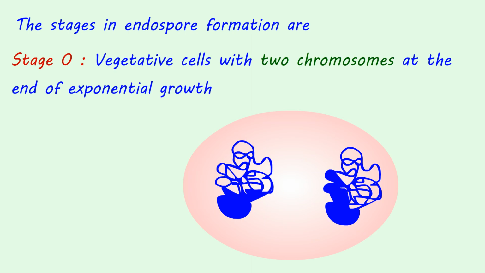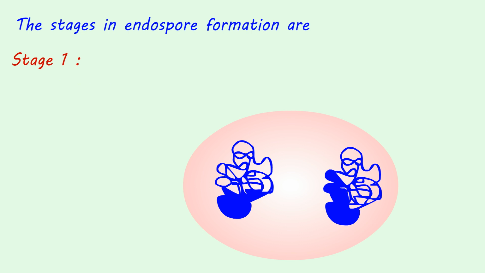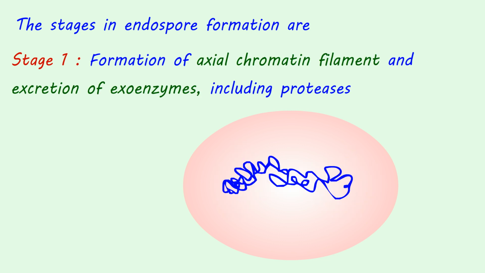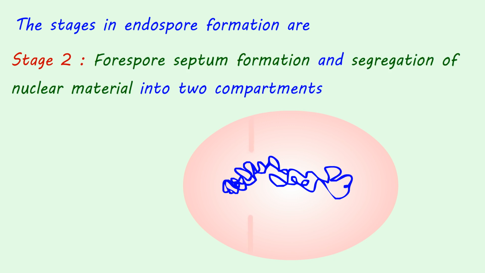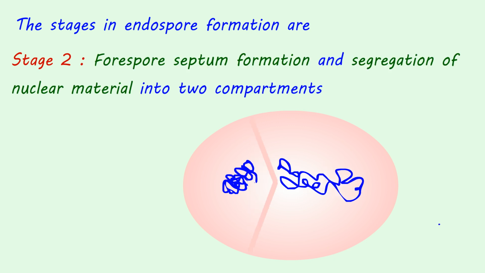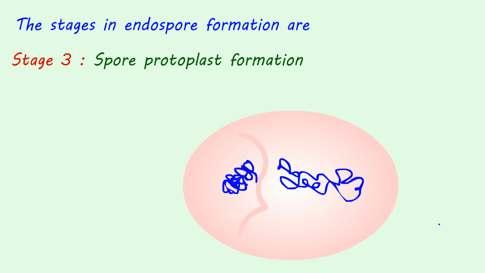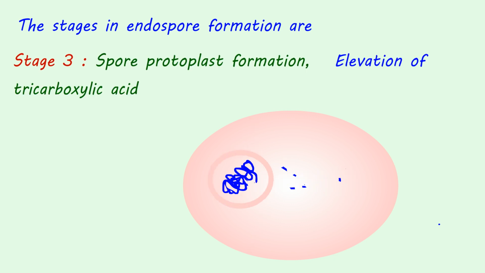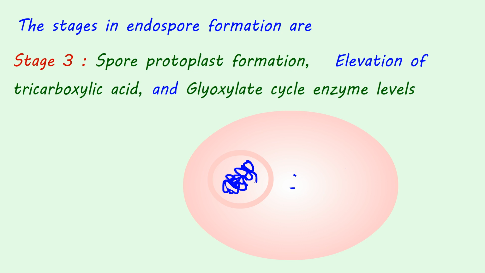The stages in endospore formation are: Stage 0, vegetative cells with 2 chromosomes at the end of exponential growth. Stage 1, formation of axial chromatin filament and excretion of exoenzymes, including proteases. Stage 2, phosphorseptum formation and segregation of nuclear material into 2 compartments. Stage 3, spore protoplast formation and elevation of tricarboxylic acid and glyoxylate cycle enzyme levels.